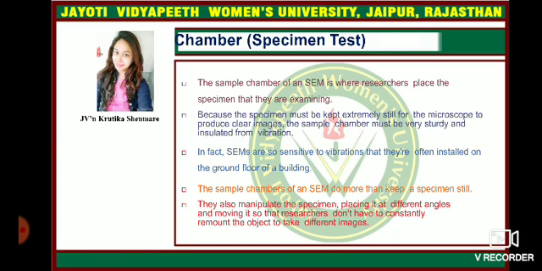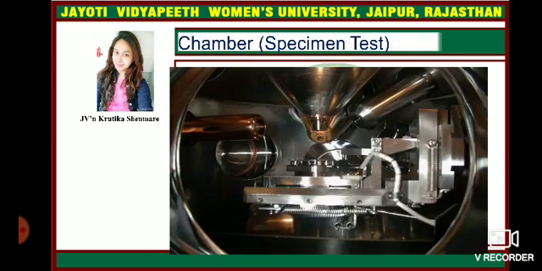The sample chambers of the SEM do more than keep a specimen still. They also manipulate the specimen, placing it at different angles and moving it so that researchers don't have to constantly remove the objects to take different images. So this is how a chamber or a specimen stage looks.